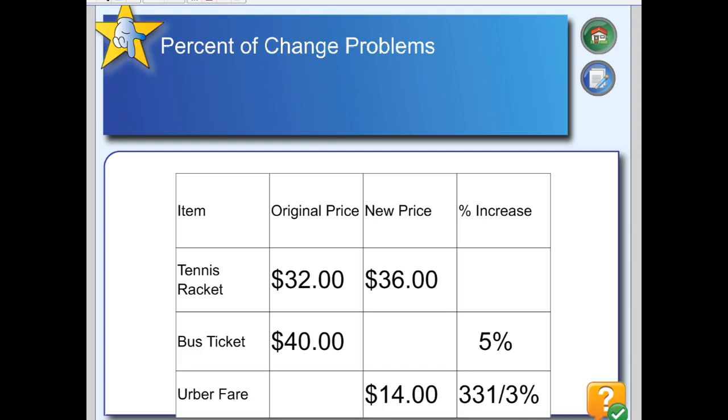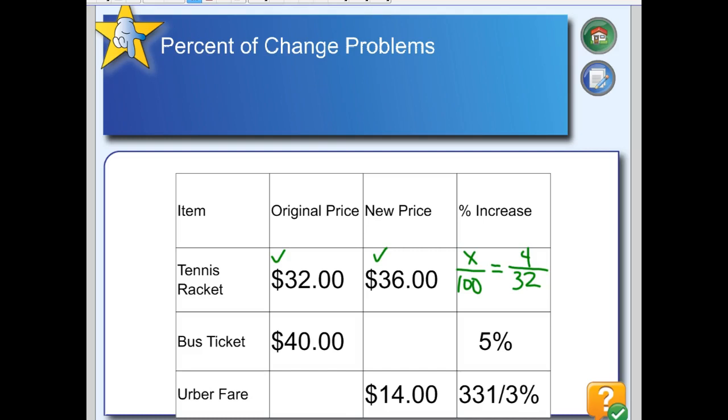Percent increase. All right, so when I look here at the tennis racket, we're actually going to be solving for the percentage. That's the block that's empty, so it's going to be x over 100 equals, what's the change in? We're going to subtract these two values and get 4 over. Our original price was 32. All right, and then we're just going to cross multiply.